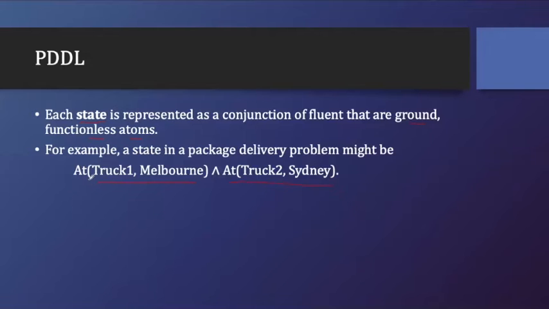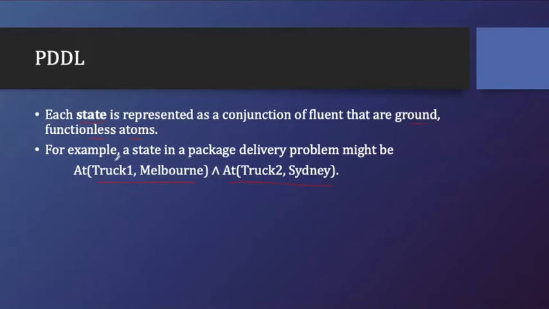Here it is written At(Truck1, Melbourne), which is a conjunction with At(Truck2, Sydney). What is the meaning of that? It says that truck 1 is at Melbourne and truck 2 is at Sydney. So this is the state. In one state, truck number 1 is in Melbourne and truck number 2 is in Sydney. So this is defining one state.